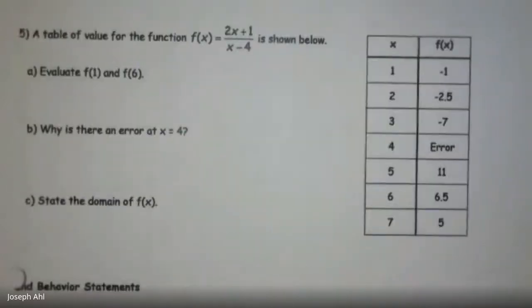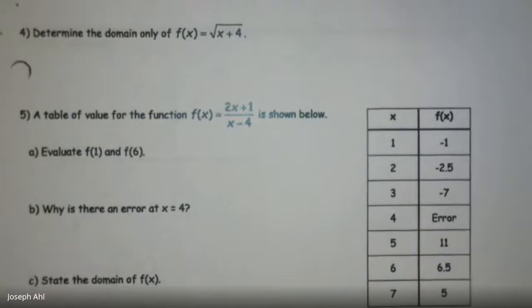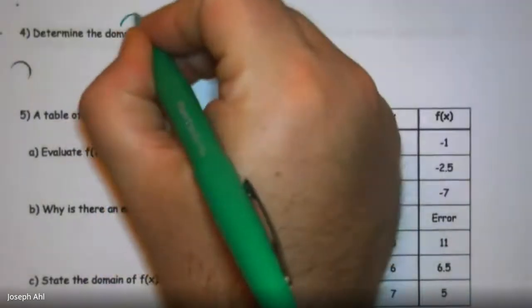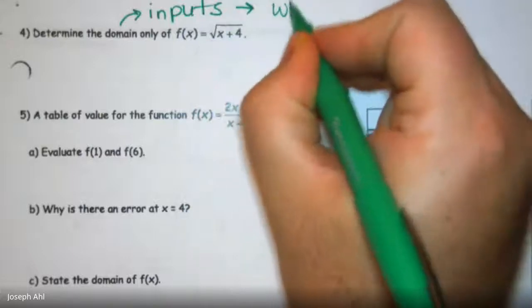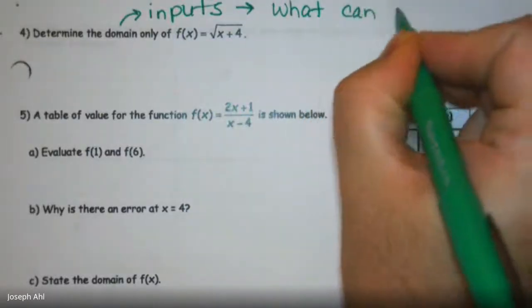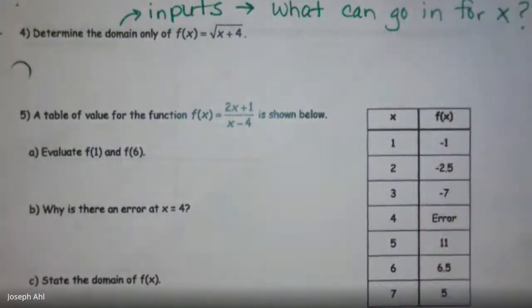On the next page, number 4, determine the domain only of this function, the square root of x plus 4. There's a couple different approaches you can take here. You can graph it on your calculator if you're really unsure as to what to do, but I want you to think about this algebraically or analytically. We know that domain represents the inputs, right? What am I allowed to plug in for x? So in other words, what is allowed to get plugged in for x?